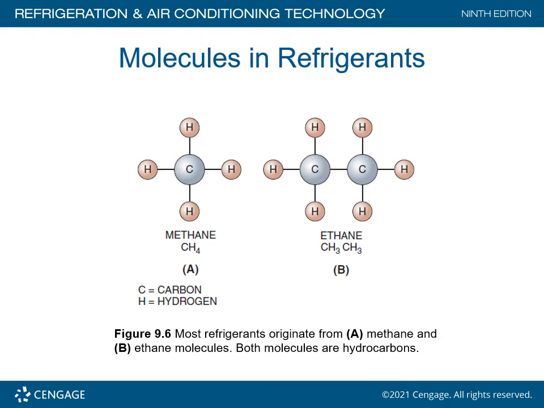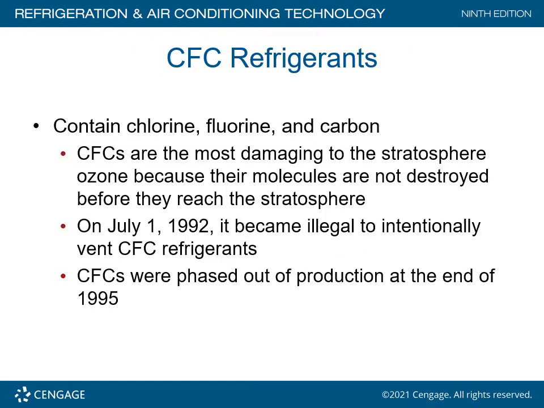Molecules and refrigerants. If you look at letter A, the H represents the hydrogen atom, and then of course you've got the carbon atom, which is the letter C in the center. Then you move over here to the letter B. Ethane molecules. Both molecules are hydrocarbons. CFC refrigerants contain chlorine, fluorine, and carbon.